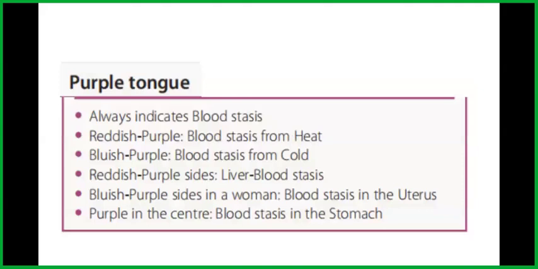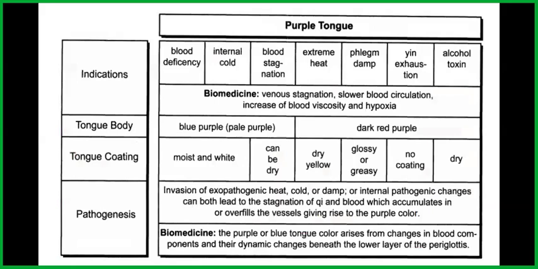For purple tongue, as a summary, it always indicates blood stasis. When it's reddish purple, there's blood stasis from heat. Bluish purple indicates blood stasis from cold. Reddish purple sides is liver blood stasis. Bluish purple sides in a woman is blood stasis in the uterus. And purple in the center is blood stasis in the stomach.